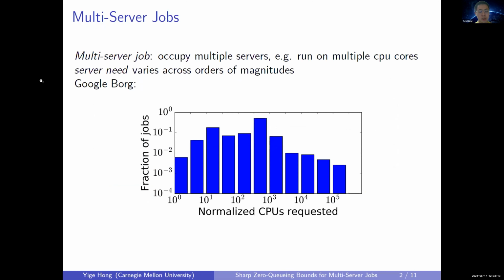The server need of a multi-server job can have huge variance. Like in the statistics from Google, you can see on the x-axis, the normalized CPU request varies from 1 to 100,000. Here the server need is just the number of servers required by a multi-server job. Therefore it is important to build a model that considers the effect of multi-server jobs on the performance of our queuing model.